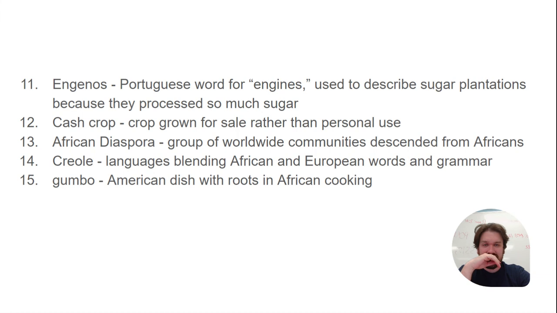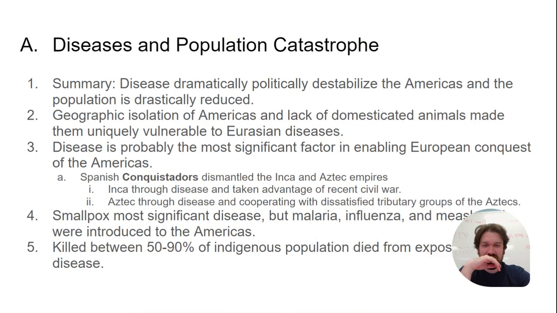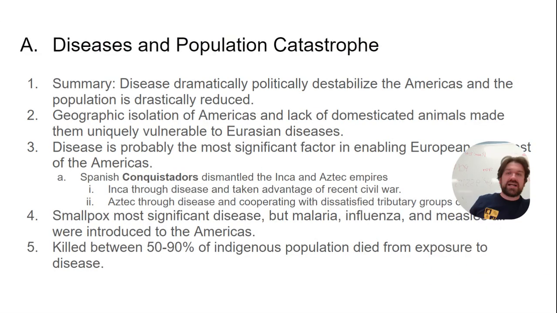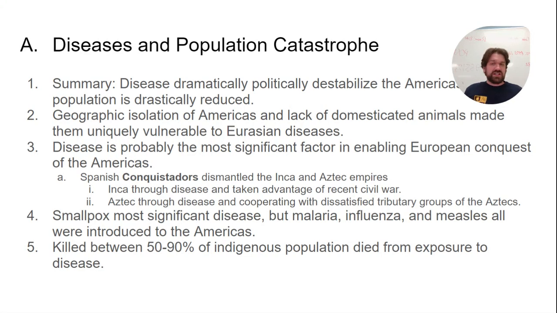Okay. So the first subtopic we're going to look at is disease and population catastrophe. One of the most significant events on the American side, which then enables Europe to really take advantage of the resources of America, is the introduction of diseases, specifically animal-borne illnesses, into the Americas. I'm going to refer to America as the supercontinent for this chapter. It's easier for my brain.